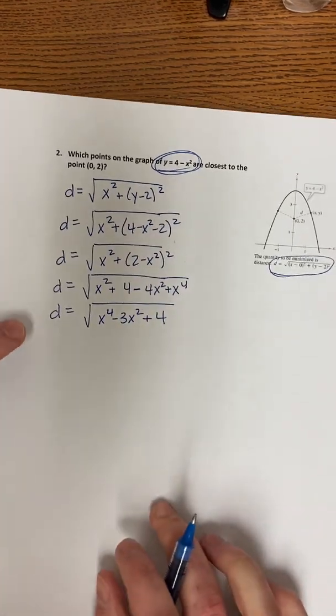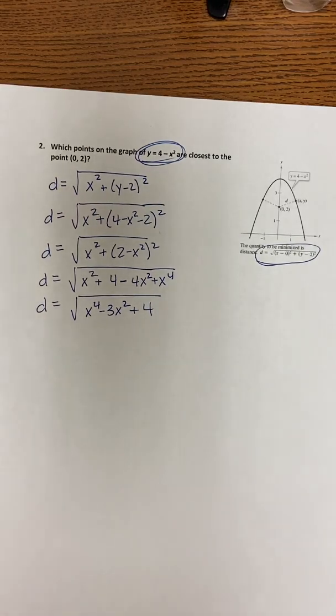And this is now distance in terms of just x, and I could find the x values by taking the derivative and finding the minimum. Now, relative to the maximum on the last page, where we had to go from increasing to decreasing, to find a minimum you're going to be looking for where it goes from decreasing to increasing.